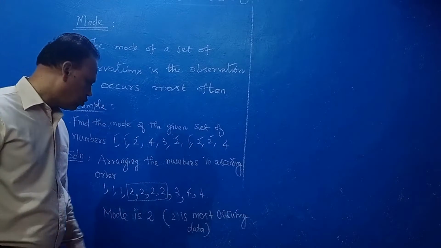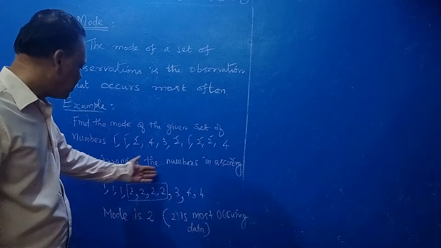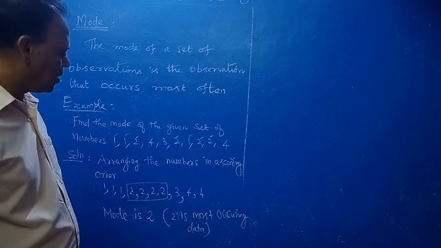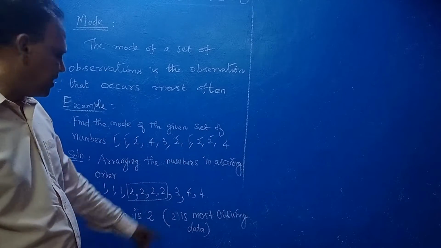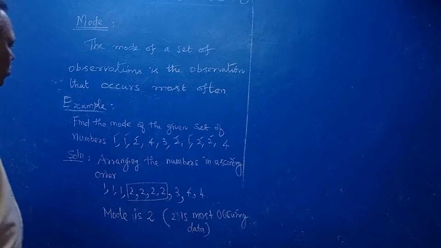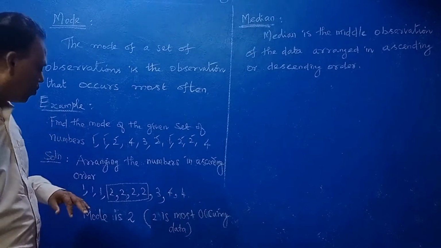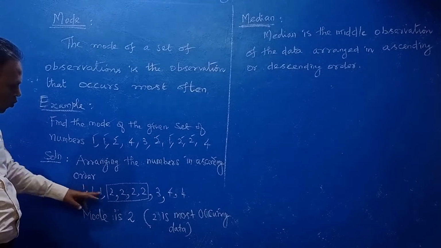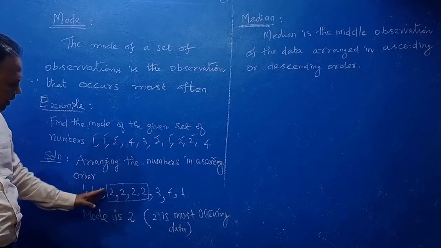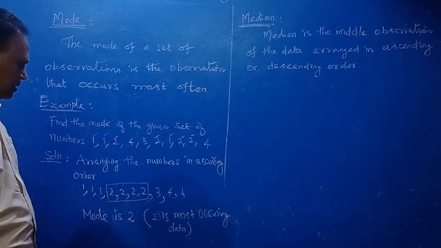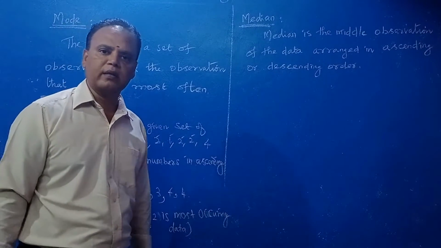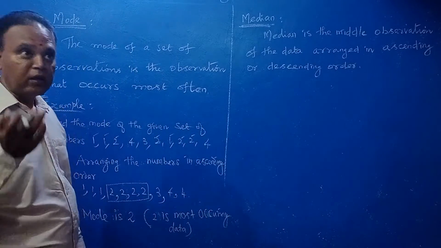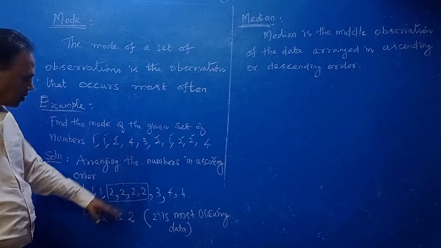Okay, so 2 is most of the time repeating data. That's why the mode is 2 here: the most frequently occurring data is called the mode. Now, suppose in the mode, sometimes two data occurred the same number of times.